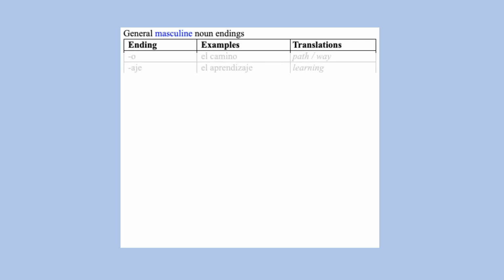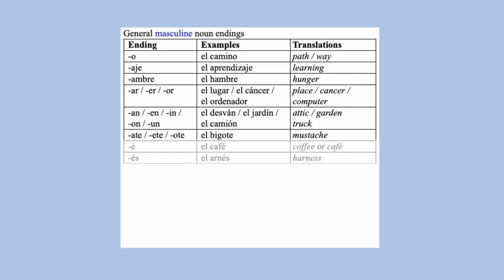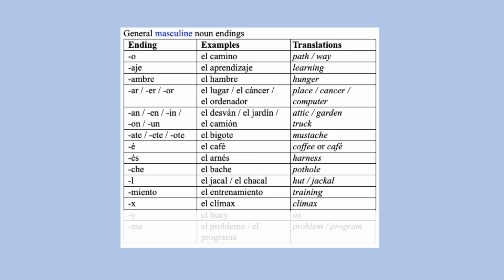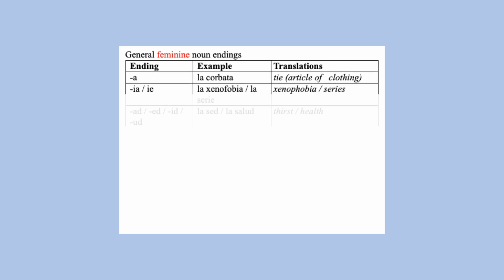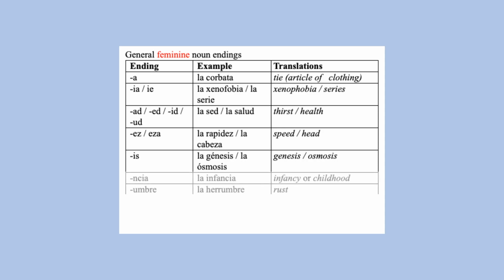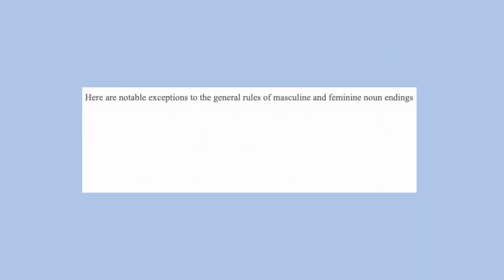This is a list of general masculine noun endings. Keep in mind that these are not absolute rules. There are plenty of exceptions, as these are only general guidelines. And these are some common feminine noun endings. Again, keep in mind that these are not absolute rules. They are only general guidelines, and there are plenty of exceptions. And here are some exceptions to those general guidelines.